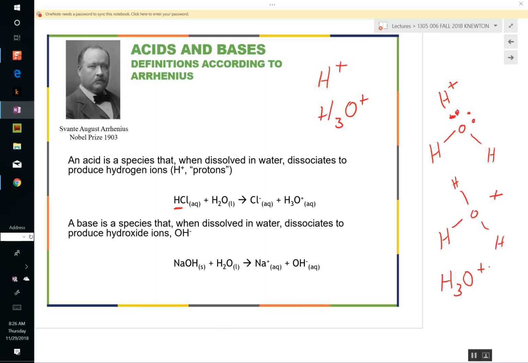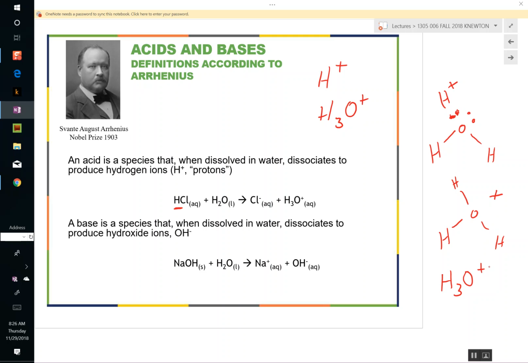So that proton doesn't just bounce around in the water all by itself. Consider the water molecule its taxi, and it's being motored around on a water molecule, which turns into a hydronium ion. All right, but where did that come from? Where did that H plus come from? It came from HCl. That's your acid.